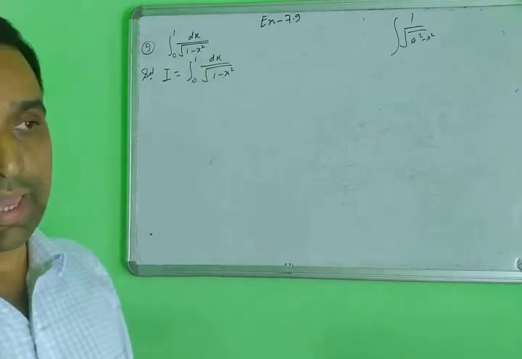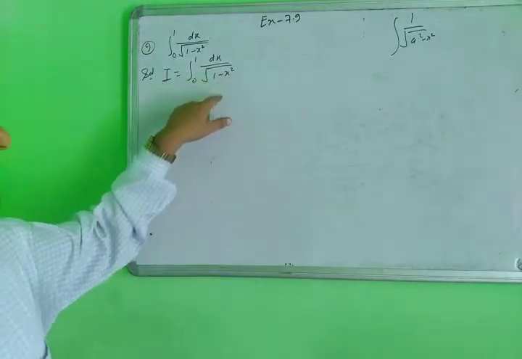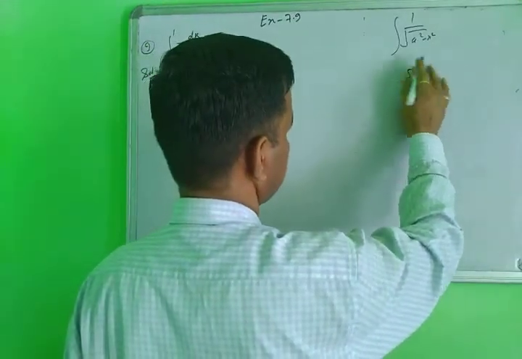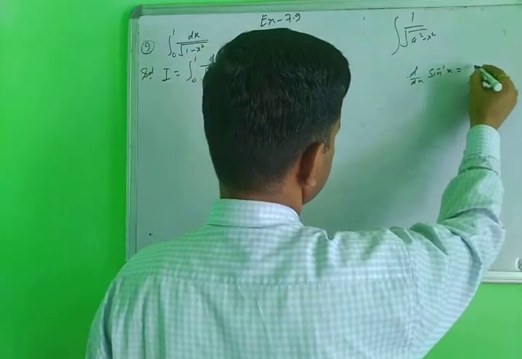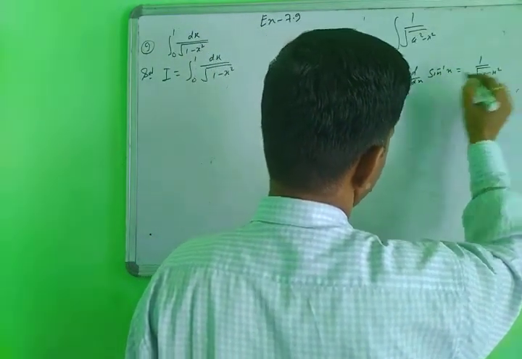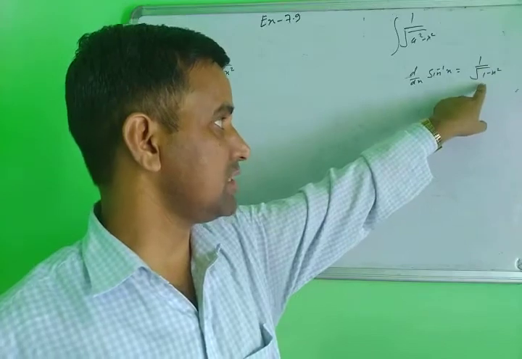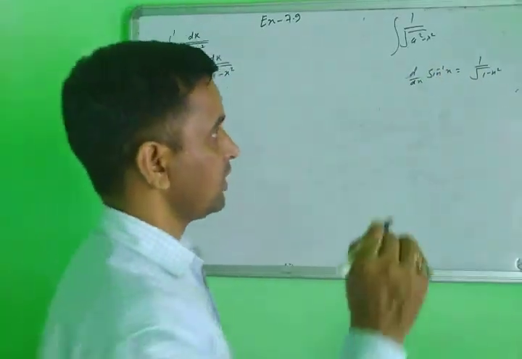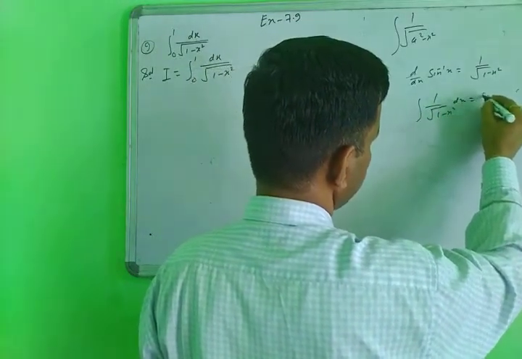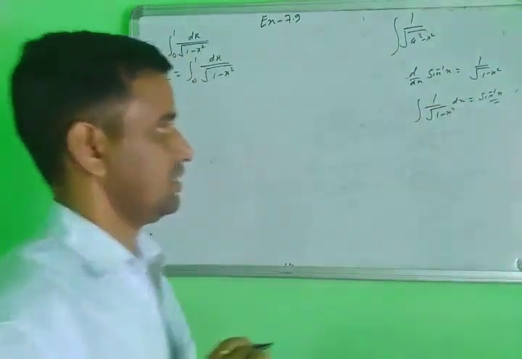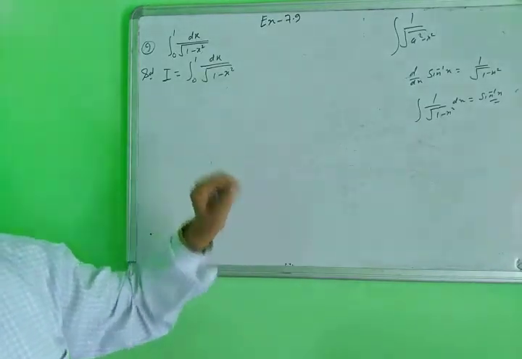First of all, you learn every identity in the indefinite integral. Then you will check this. The differentiation of d over dx of sin inverse x is 1 upon root 1 minus x square. This is the differentiation of sin inverse x. That means when you integrate this portion, 1 upon root 1 minus x square dx, the answer will be sin inverse x. First learn every identity of the indefinite integrals, then definite integral is very easy.